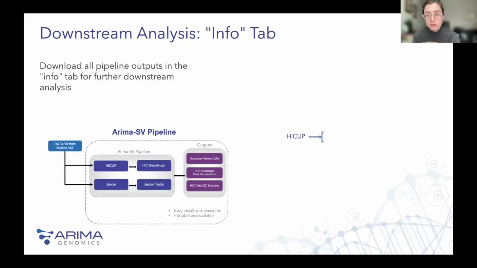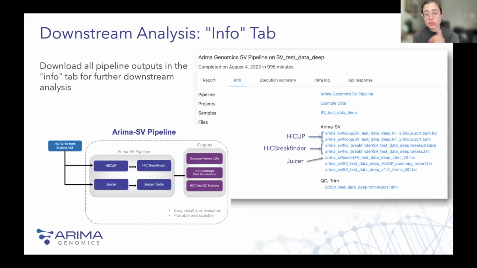So we saw the info tab, where you can go on our platform and download the data. I just want to briefly mention which part of our pipeline generates which file. Hiccup, which is our alignment and filtering tool, will generate these first files, the BAM files. HiC Break Finder is the one that's generating our breakpoint calls that we saw, which is the BEDPE file, and it also has it in a TXT format if you prefer. And then Juicer will be the part of our pipeline that generates the .hic file.